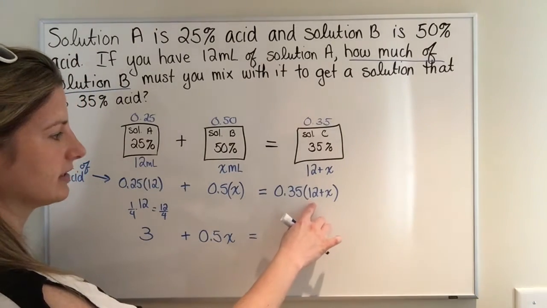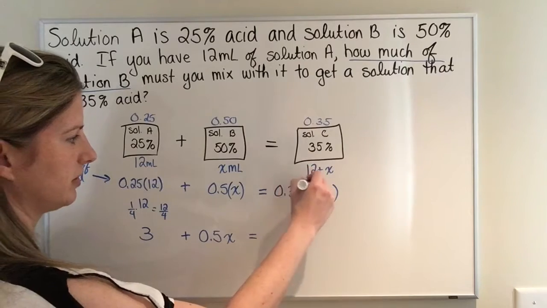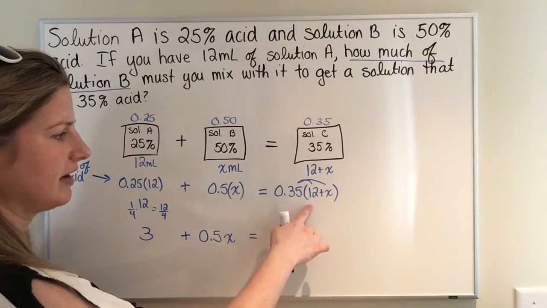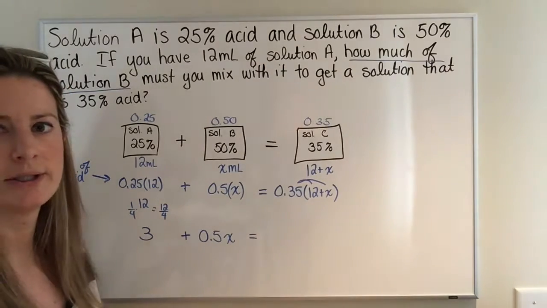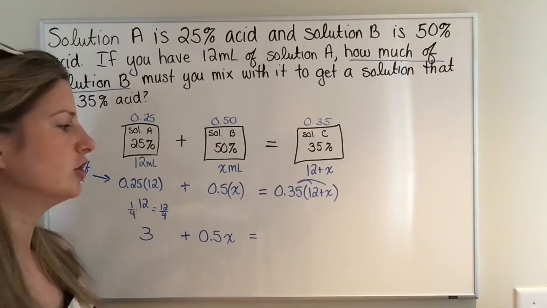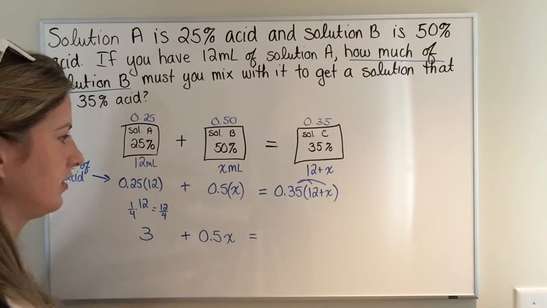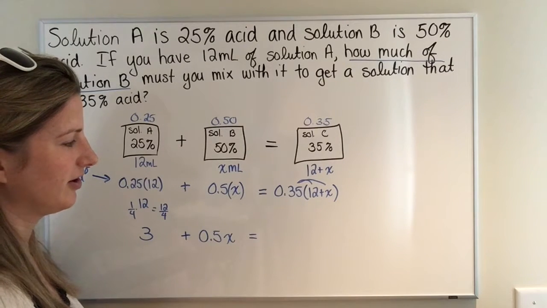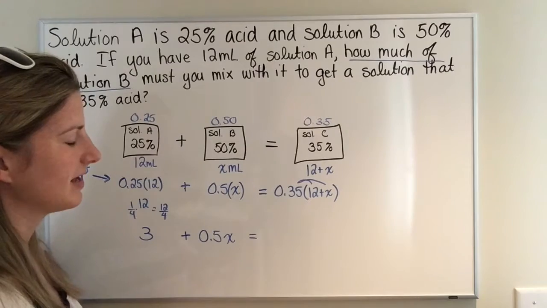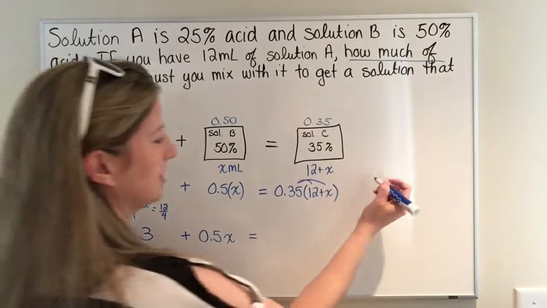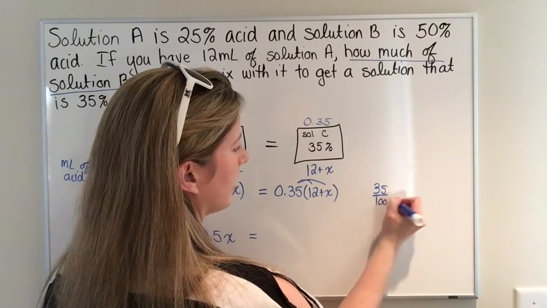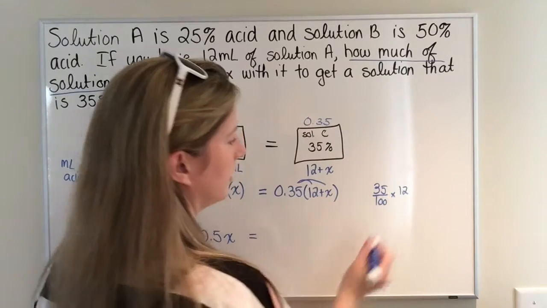So now this is where it gets a little more difficult, so we're distributing this. This is where you might want a calculator. So 0.35 times 12. What is 0.35 times 12? You can pause and do that on your calculator, or you could do 0.35 is really 35 over 100. And we're multiplying that by 12, so we want to know what that is.